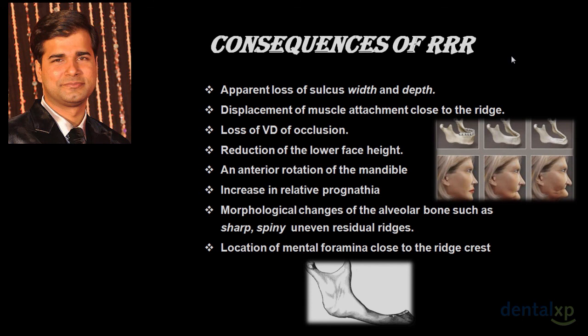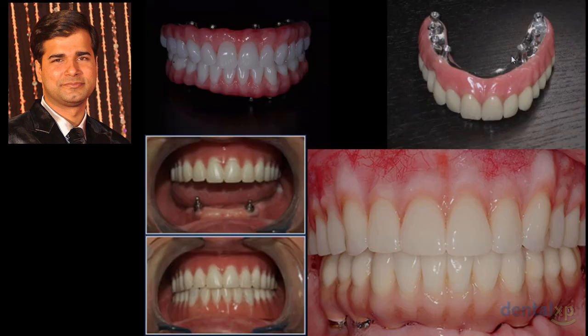Why is it important to know the residual ridge resorption? Because there is apparent loss of sulcus width and depth. There is displacement of muscle attachments closer to the ridge, loss of vertical dimension both at rest and at occlusion, reduction of the lower face height, an anterior rotation of the mandible, increase in the relative prognathism, morphological changes of the alveolar bone such as sharp, spiny, uneven residual ridges, location of the mental foramina closer to the ridge crest.